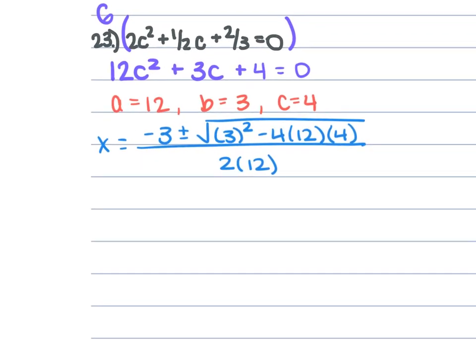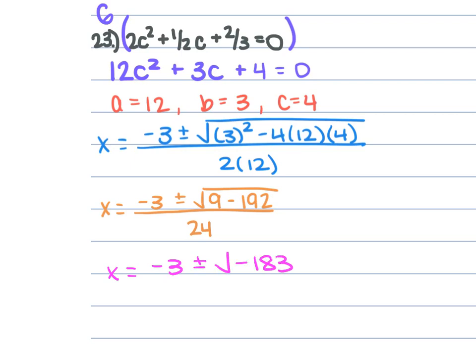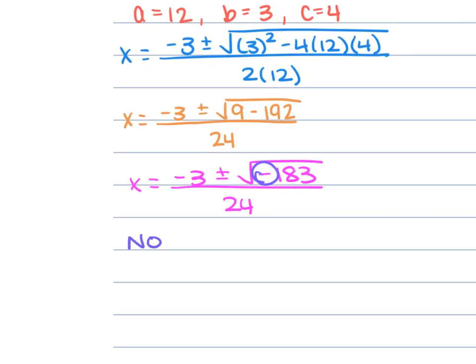We're going to simplify this. We're going to get x is equal to negative 3 plus or minus the square root of 9 minus the 4 times 12 is 48. If we multiply that by 12, we get a negative 192 all over 24. The 9 minus the 192 gives us a negative 183, so x is equal to negative 3 plus or minus the square root of negative 183 all over 24. We cannot take the square root of that negative, so this is also no solution.